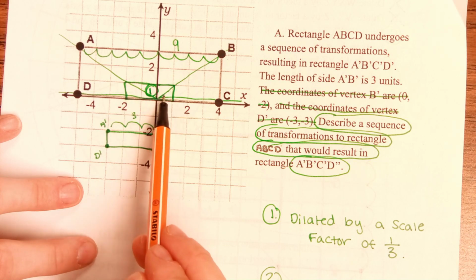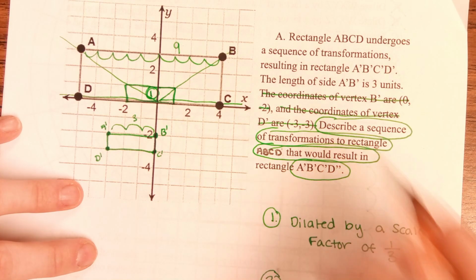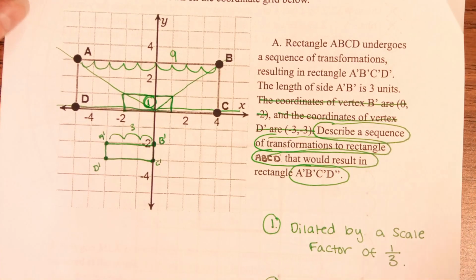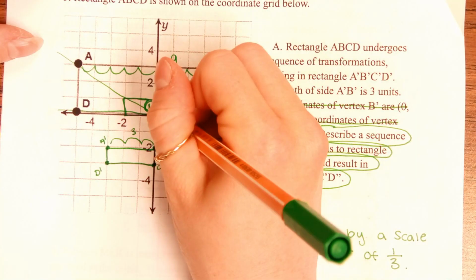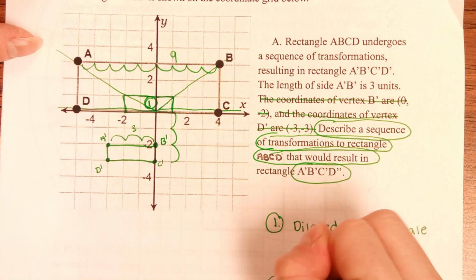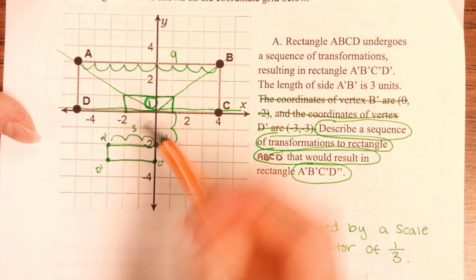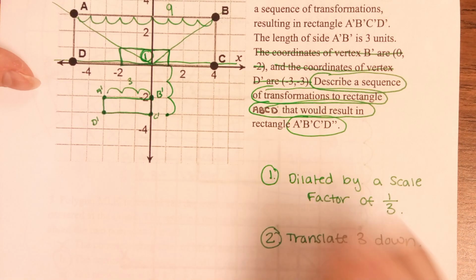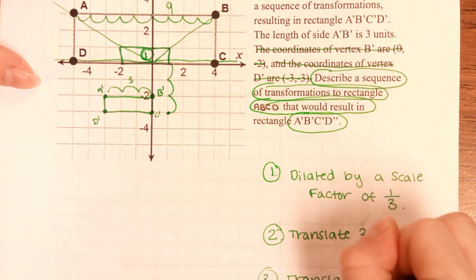How many down? So 1, 2, 3 down. So we're going to translate 3 down. Now that we're right here, what do I have to translate next? Translate 1 unit left. This is a sequence. This is what they asked for. Sequence of transformations. That is what they want.